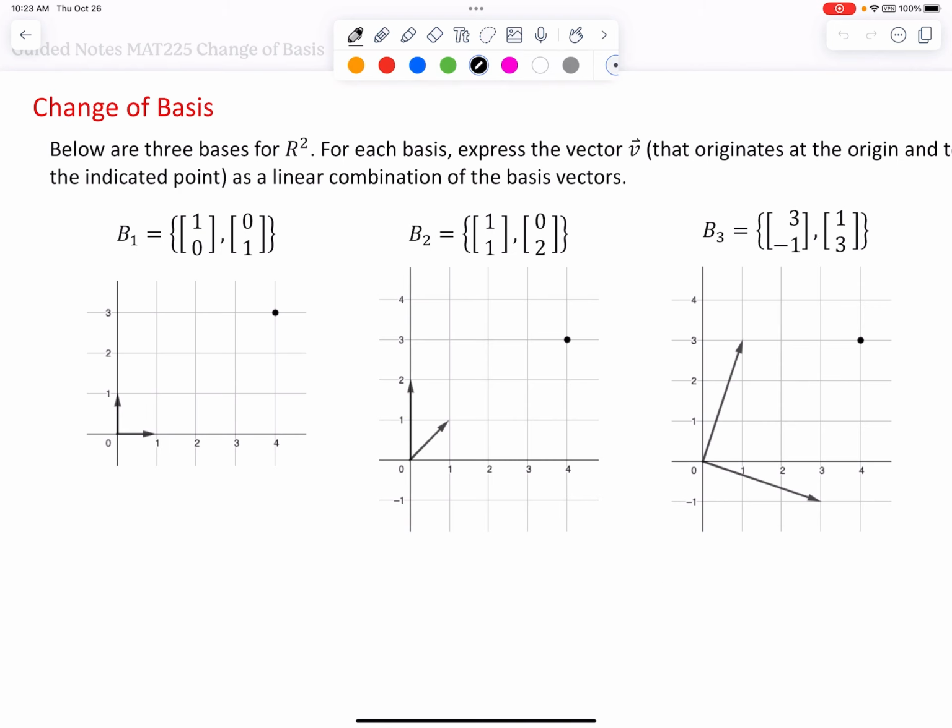So in this first example, the vector v in question is the vector that begins at the origin and ends at this point. And the basis we're using for R2 in this case is the collection of standard basis vectors. We have the vector 1, 0, which we call the i vector, and the vector 0, 1, which we call the j vector. These two vectors are indicated here and here.